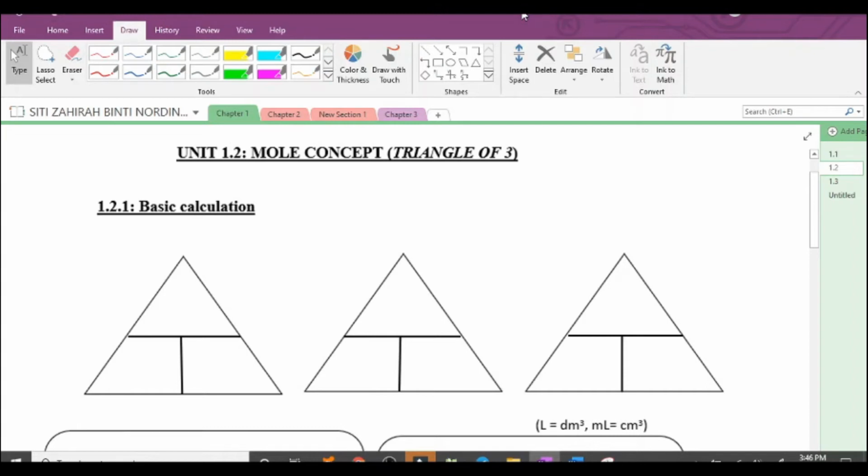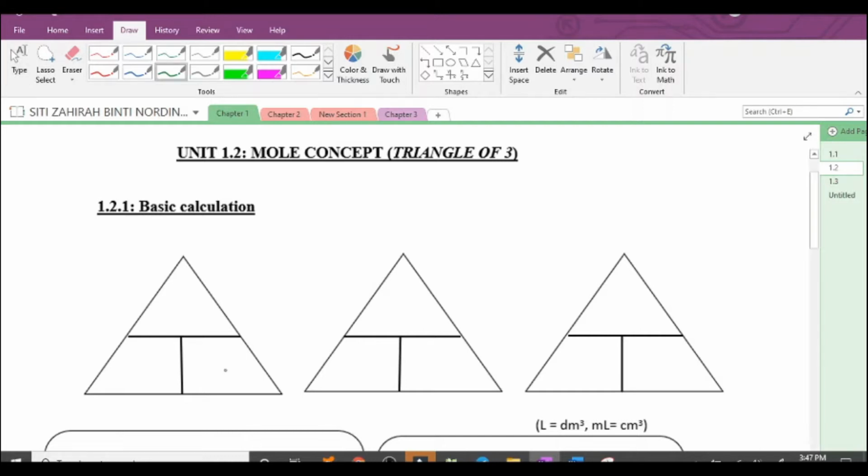Now, go to page 7 of your tutorial and copy down this summary for 1.2. So for basic calculations, I know you've already familiarized yourself with these three triangles, but let's just do a recap.